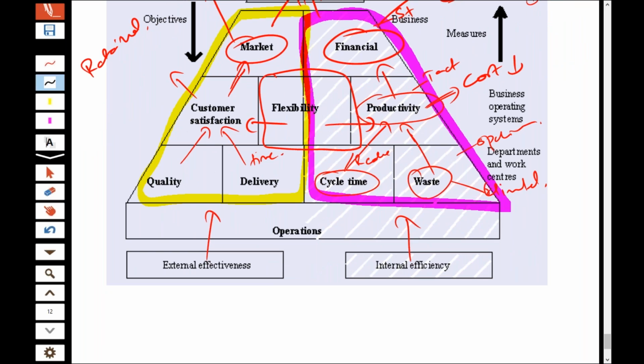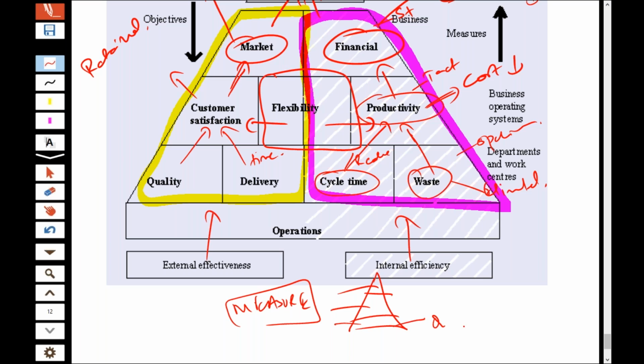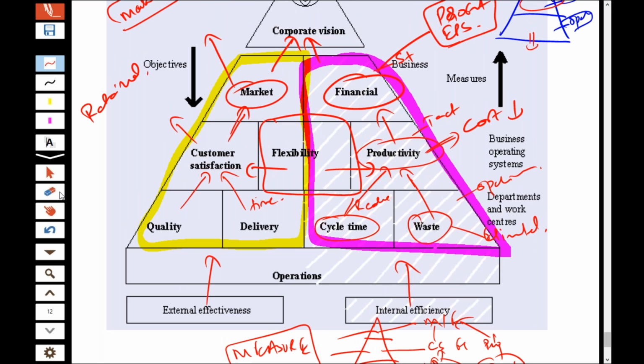So when we implement the performance pyramid in an organization, we measure the performance of the entity at these three different levels. We measure the performance using these indicators: quality, delivery, cycle time, waste; customer satisfaction, flexibility, productivity; and the market and the financial. Obviously, this leads into this, and this into this. Ultimately, you would be able to achieve your organization's goal, objective, and mission. So this performance pyramid actually tells you how the performance hierarchy should be.